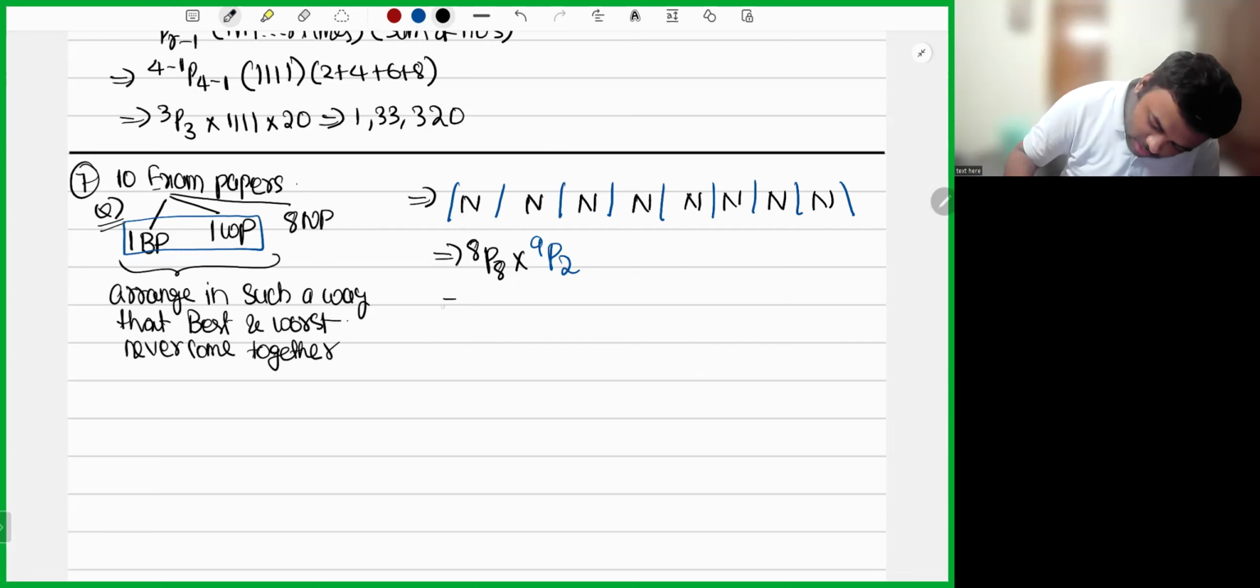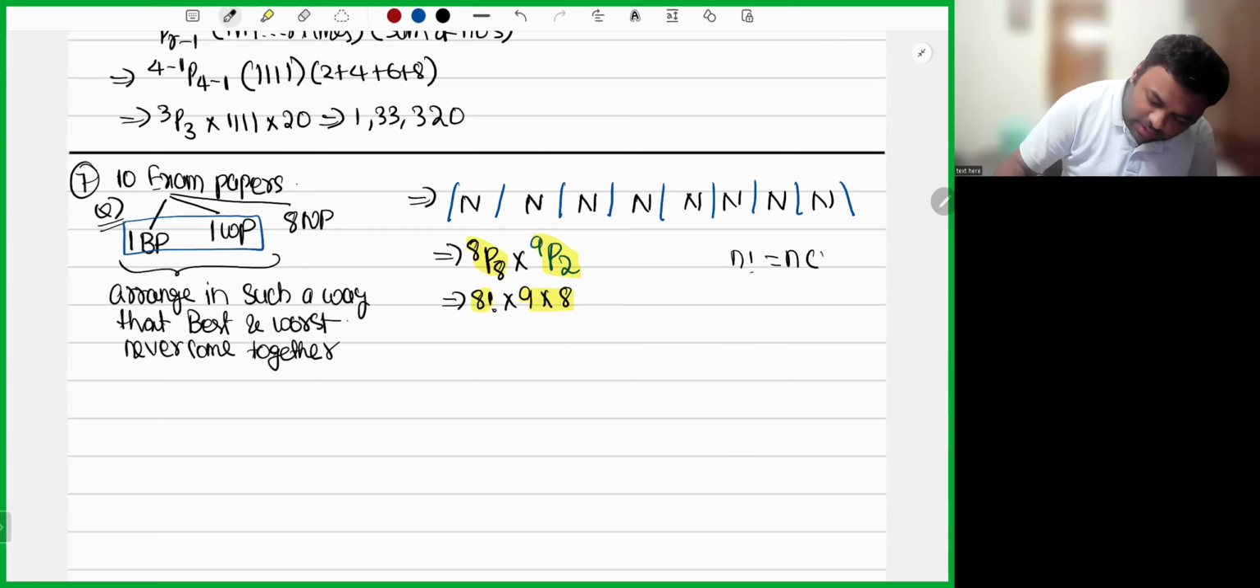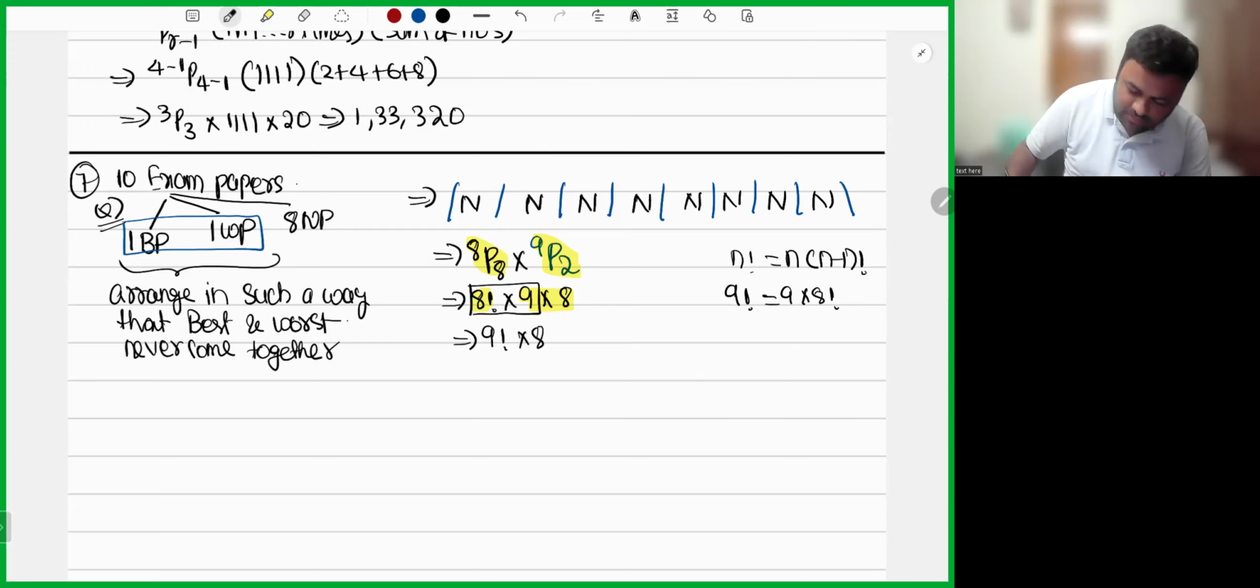Now what is 8P8? Obviously 8 factorial. 9P2, can I write it as 9 into 8? Yes, sir. Remember, 8P8 I am writing as 8 factorial, and 9P2 as 9 into 8. Do you remember, my dear friends, I said n factorial is n into (n minus 1) factorial. So can I write 9 factorial as 9 into 8 factorial? Yes, sir. So 9 into 8 factorial, I'm writing it as 9 factorial into 8.